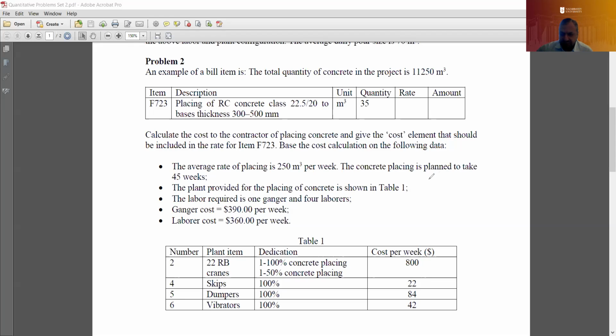So then what is the cost of plant? Cost of labor, and the total cost, of course, and then the total cost per cubic meter.